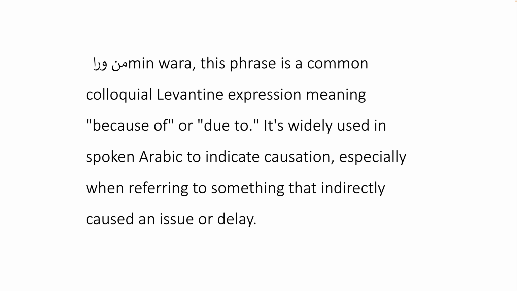Our sixth type is من وراء. It's a phrase that we commonly use in Levantine Arabic to express the meaning of because or due to, because of the person causing, for example. It's quite widely used to indicate whoever the action is related to, especially when referring to something that indirectly caused an issue or a delay. If you break it down, min is from, and وراء is an adverb of place, which means behind or back. So this phrase is commonly used in the meaning of because or due to.